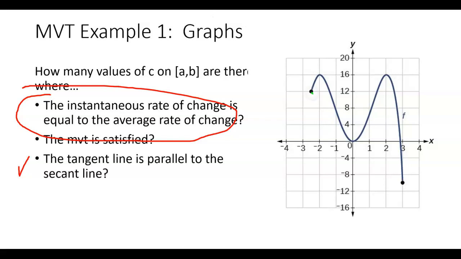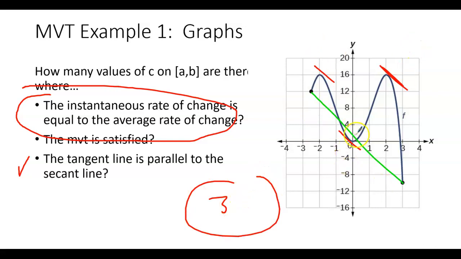Take your graph and sketch a secant line, and then ask yourself, how many places along this curve can I make a tangent line that's parallel to that? Well, it looks like there's one here, maybe one here, and probably one way close to the top up here where the tangent line would be parallel to that. And so the answer to this question here is 3. There are 3 places where we can get a tangent line like that.